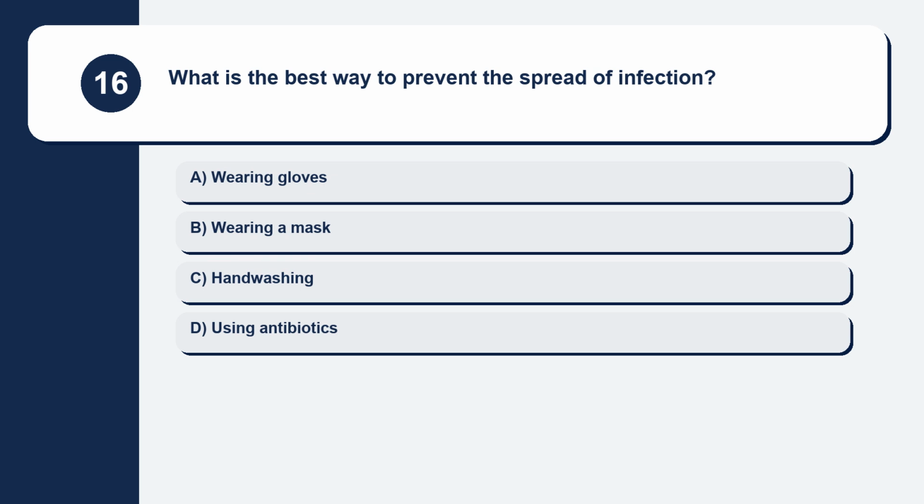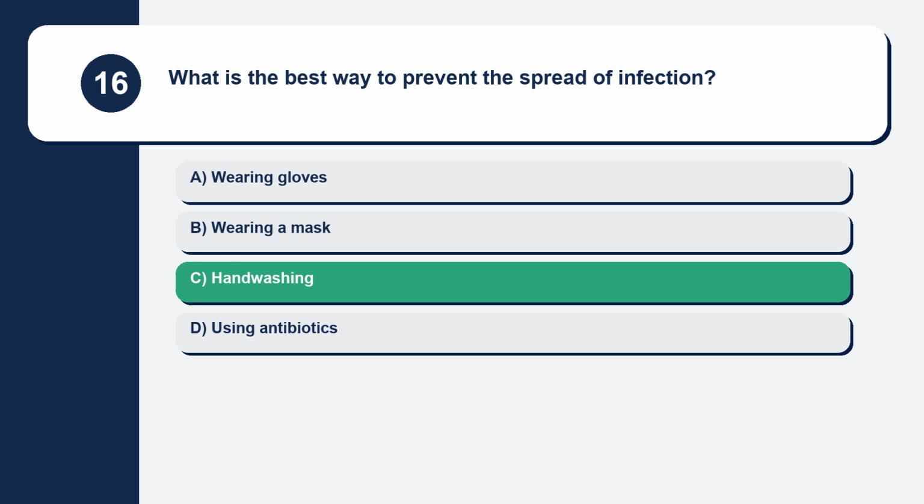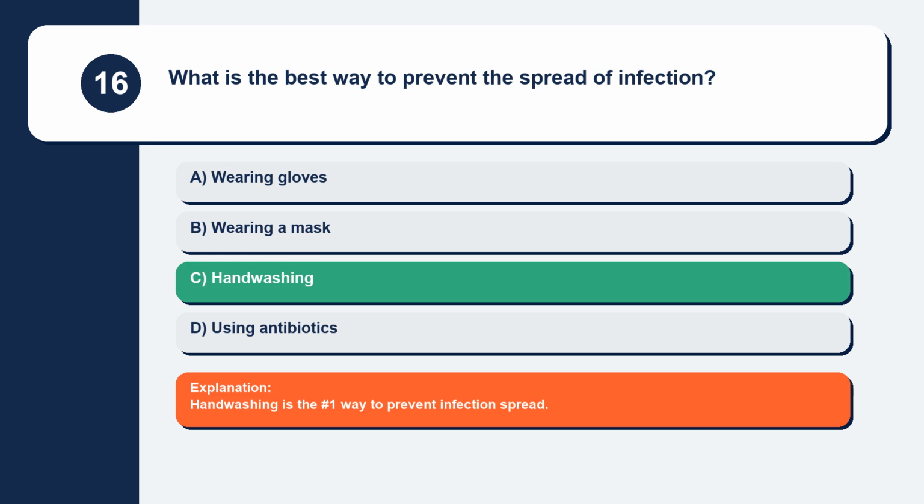Question 16. What is the best way to prevent the spread of infection? Wearing gloves, wearing a mask, hand washing, using antibiotics. Hand washing is the one way to prevent infection spread.